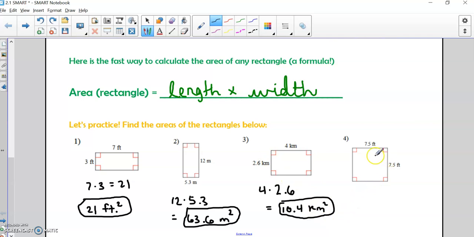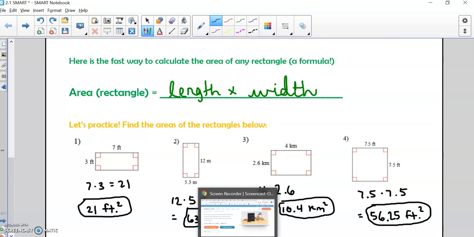And one more. This is a square. Fun fact, squares are also a type of rectangle. That's something we'll learn about later. 7.5 times 7.5 gives us an answer of 56.25. I haven't written on this thing in a while, and suddenly my handwriting just went to trash. All right, and that is it. That is how you calculate the area of any rectangle or square.